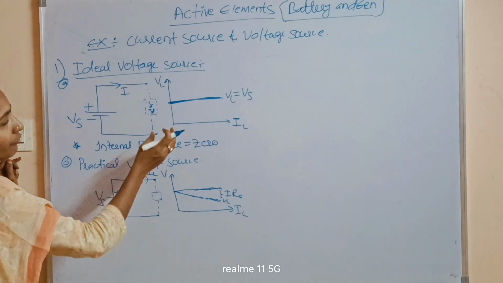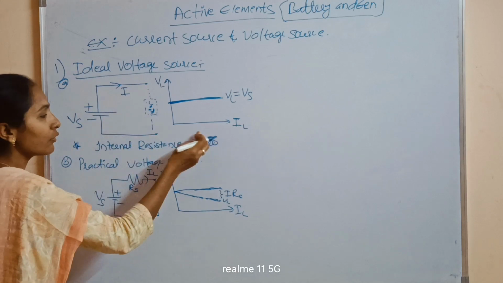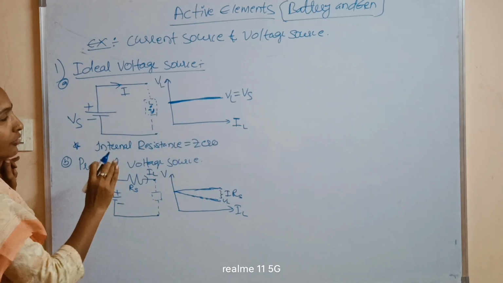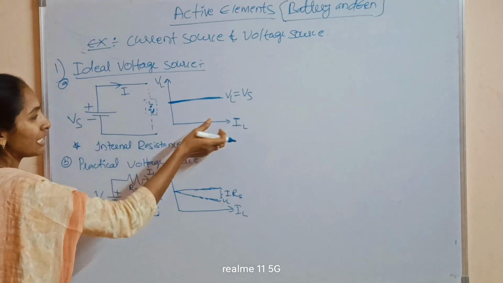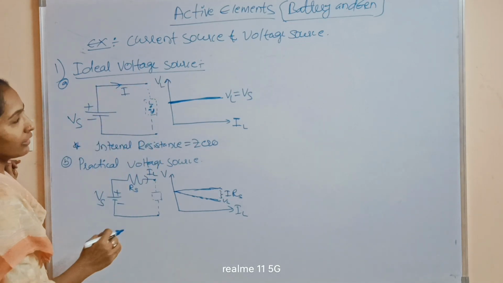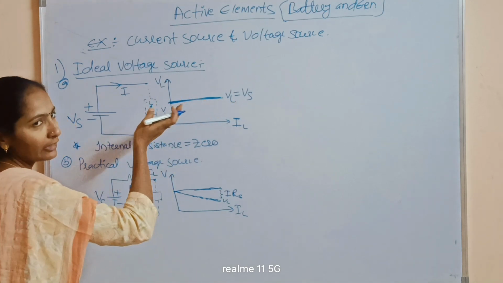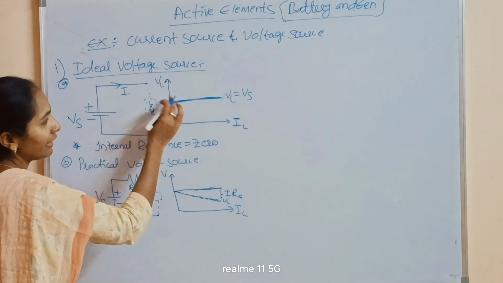Okay, so for ideal consideration, there is no internal resistance. It has zero internal resistance. So irrespective of change in the current, there is no change in the terminal voltage, that is VL. So that's why it gives a constant characteristic between VL and IL.